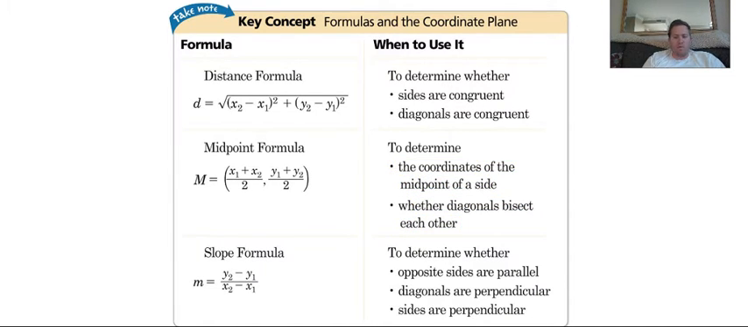And then the slope formula is really important because it will allow us to see if opposite sides are parallel, if diagonals are perpendicular, and if sides are perpendicular. So these three formulas are going to be really useful, and we're going to learn how to use them and when to use them. You should already know how to use them because you've dealt with these before. We've talked about some of these, most of these already, and you definitely used them in previous classes. So make sure that you have everything written down on both sides right there. Okay. Alright, we'll do a few problems.